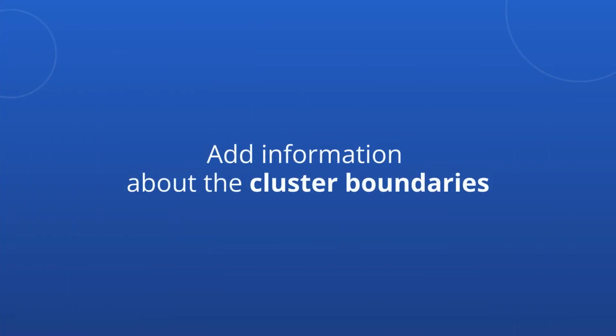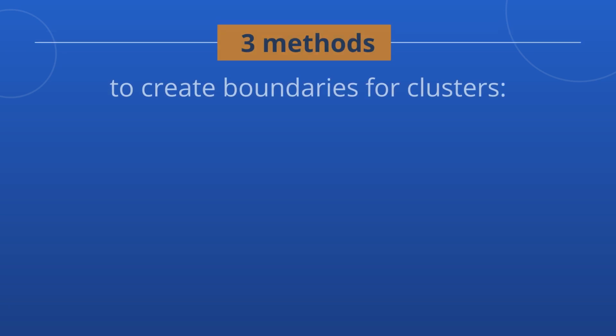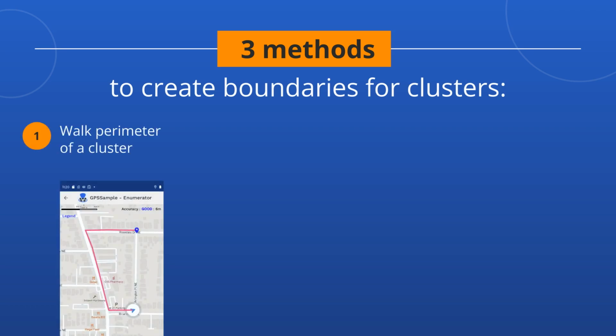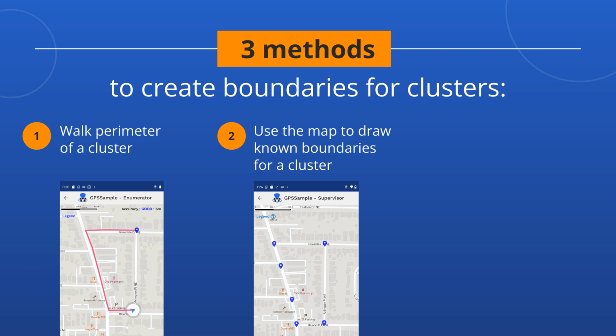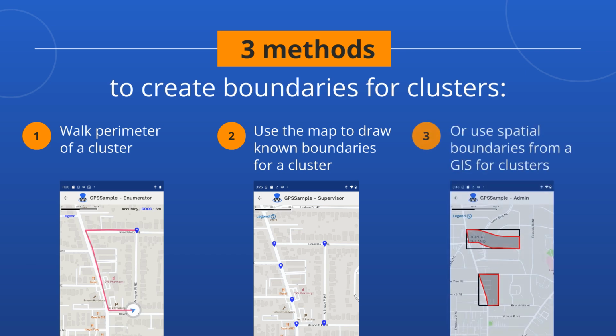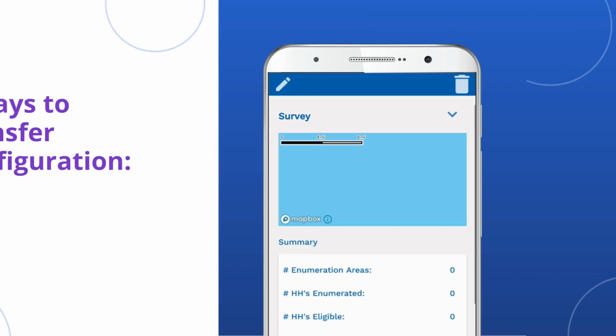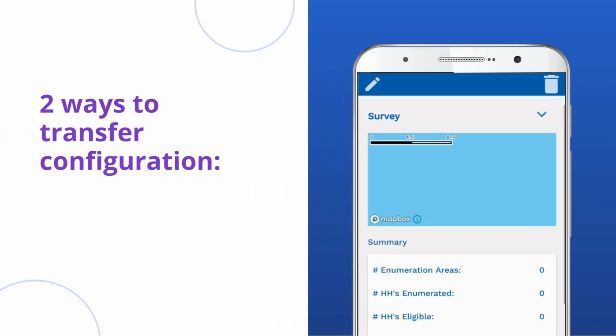The final step you may take at this point is to add information about the enumeration area or cluster boundaries. GPSSample has 3 methods for creating boundaries for clusters. Walk the perimeter of a cluster. Use the map to draw known boundaries for a cluster, or use known boundaries for clusters. For our example study, enumerators will walk the perimeter to generate the shape of each cluster, so there are no additional actions needed in the map at this moment. For now, you are done setting up the configuration.